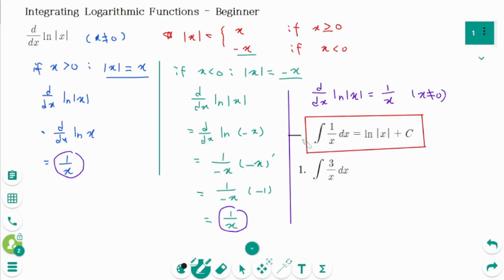Now we have a formula. The integral of 1 over x dx is ln absolute value of x plus c. Now let's use this formula to integrate natural logarithmic functions. Number 1, we can rewrite as 3 times the integral of 1 over x dx, which equals 3 times, using the log rule for integration, ln absolute value of x plus c.